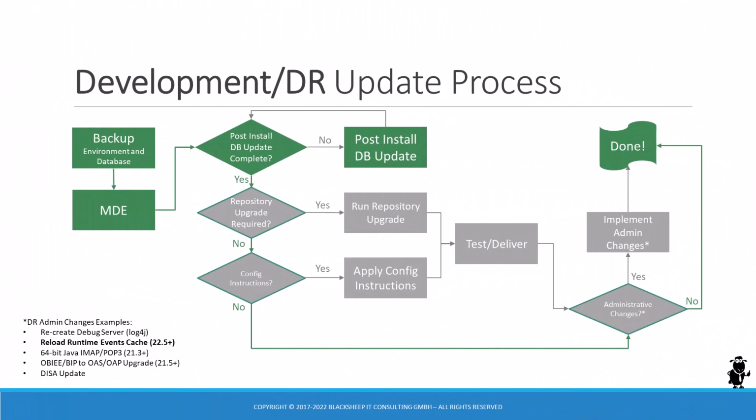The complete update process, with all required and optional steps in green and gray respectively, is depicted on the diagram. Here we can see the update process for development environments, where the fast track to a successful update is as follows. Take a backup, run the MDE, run the post-install database update. If you have no repository upgrades, configuration instructions, or administrative changes to implement, you're done.